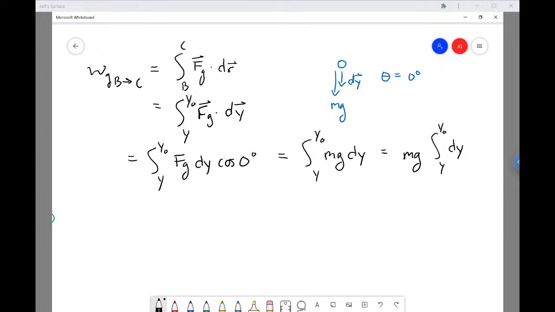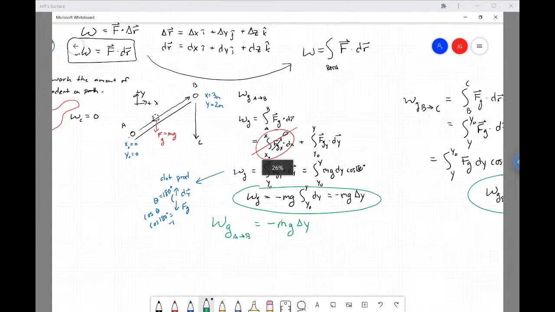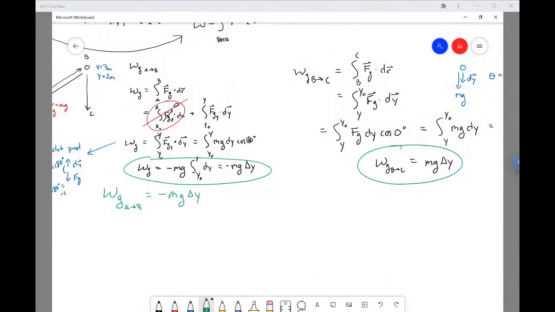And what is that? That's just the displacement again. So the work done by gravity when you go from B to C is equal to mg times the change in y. And so we'll circle that. And we'll look at these two expressions.